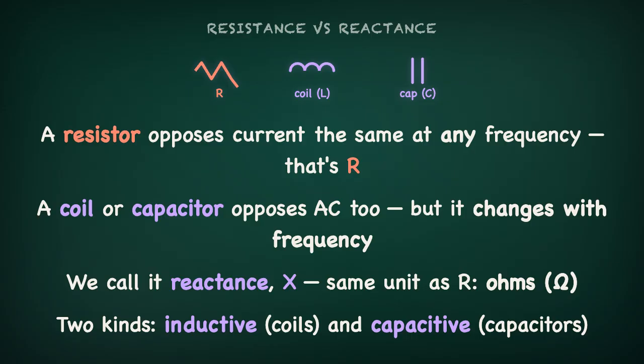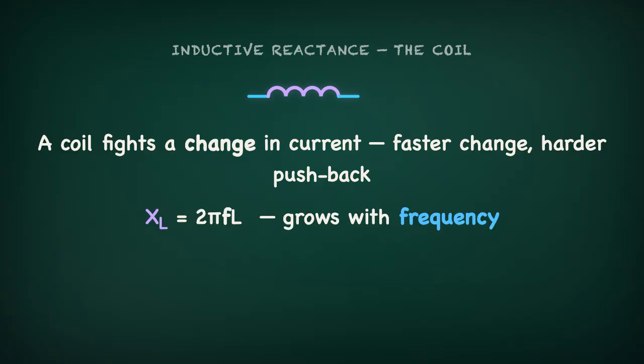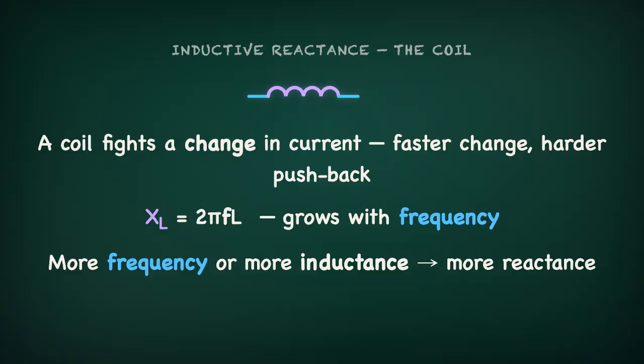Start with the coil. A coil fights any change in current. The faster the current changes, the harder it pushes back. So a coil's reactance grows with frequency. The formula is XL equals 2 pi FL. More frequency or more inductance means more reactance. And at DC, where the frequency is 0, XL is 0. To steady DC, a coil is just a piece of wire.